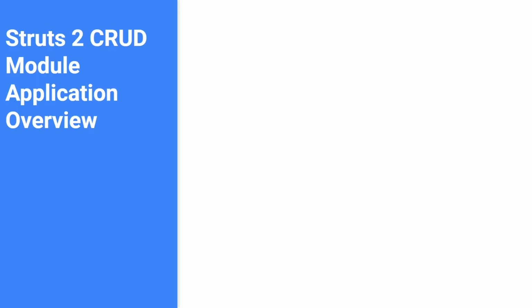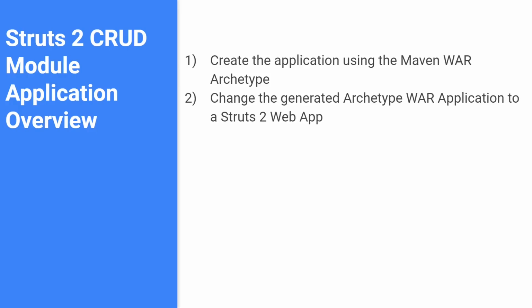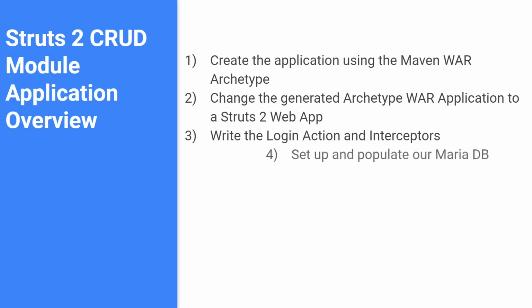This will be a high-level overview of all of the tutorials in this module section. First, we will create the application using the Maven WAR Archetype. Then we will change this archetype to a Struts 2 web application. We will write the login action and their interceptors. Then we will set up and populate our MariaDB.